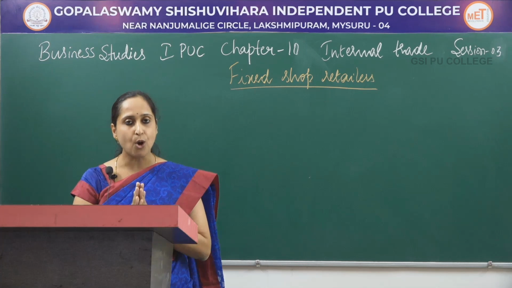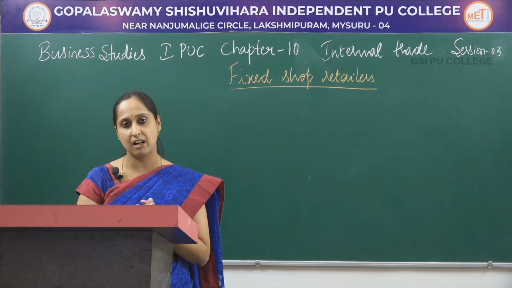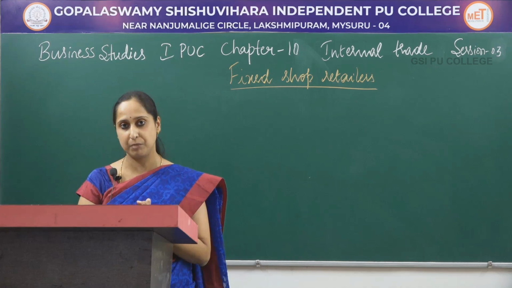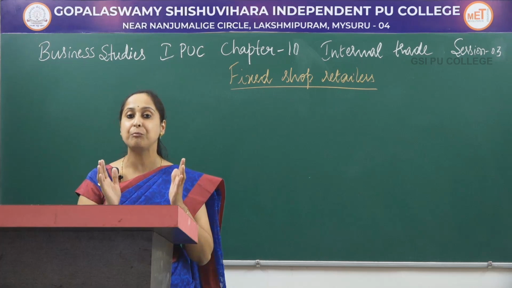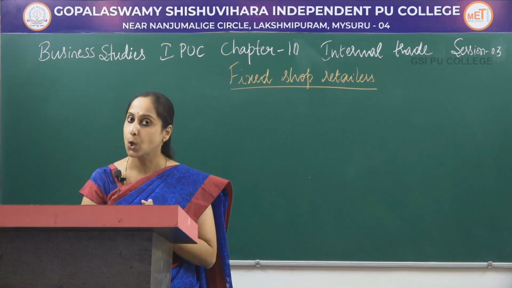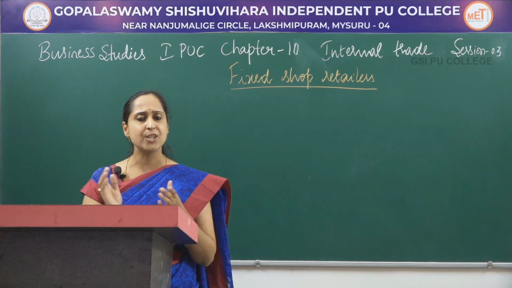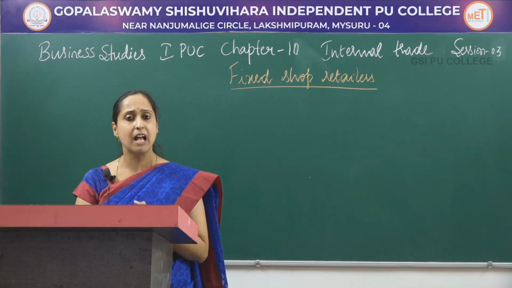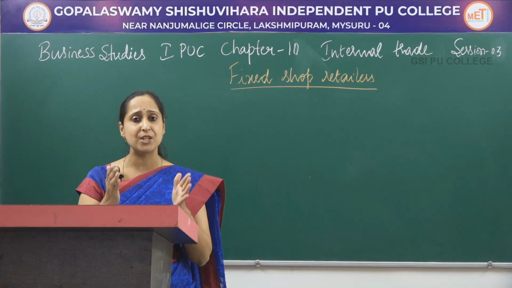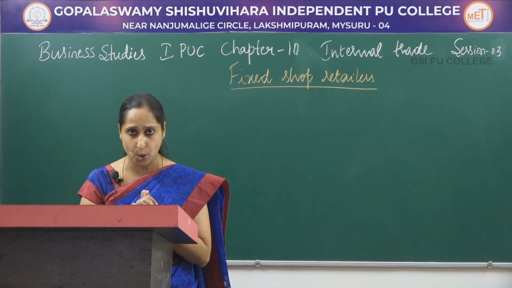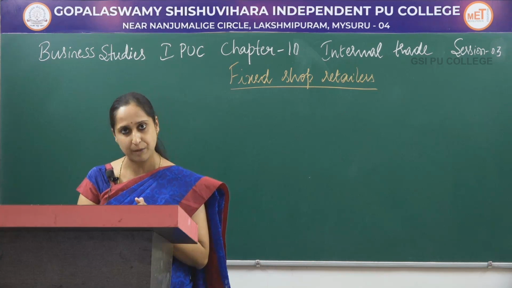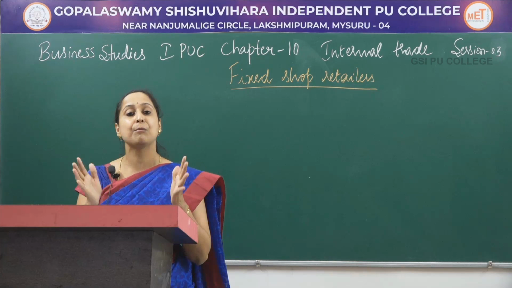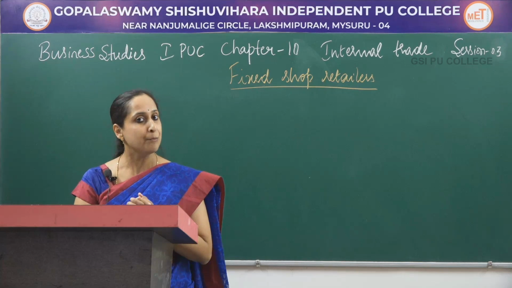This is the most common type of retail trade, especially in the marketplace. These fixed shop retailers have a permanent place to sell their goods. As in the case of itinerant retailers, they move from one place to another in order to sell the products, but fixed shop retailers do not move from one place to another because they have a fixed place to sell the products.